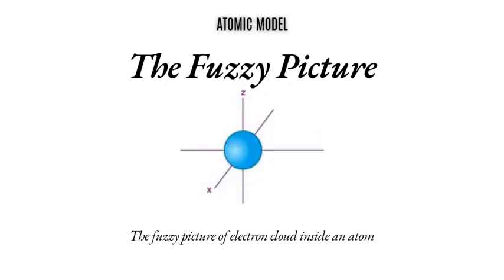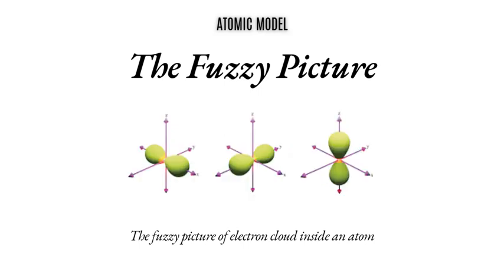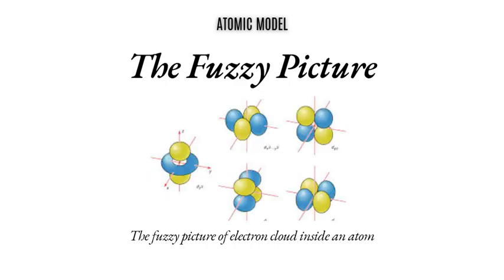The quantum mechanical model paints a fuzzier picture. Instead of precise orbits, it talks about regions of space where electrons are most likely to be found. These regions are called orbitals. Think of them as clouds with denser parts indicating a higher probability of finding an electron.